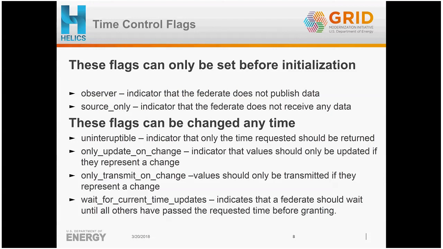The last flag, wait for current time updates, indicates that a federate should wait until all other federates have passed the requested time. This can be useful if you know one federate is dependent on others and you want to get those values at the current time it's requesting. Ordinarily, if multiple federates request a time at the same time, they will be granted execution in parallel, and wait for current time updates will prevent one of the federates from doing that.